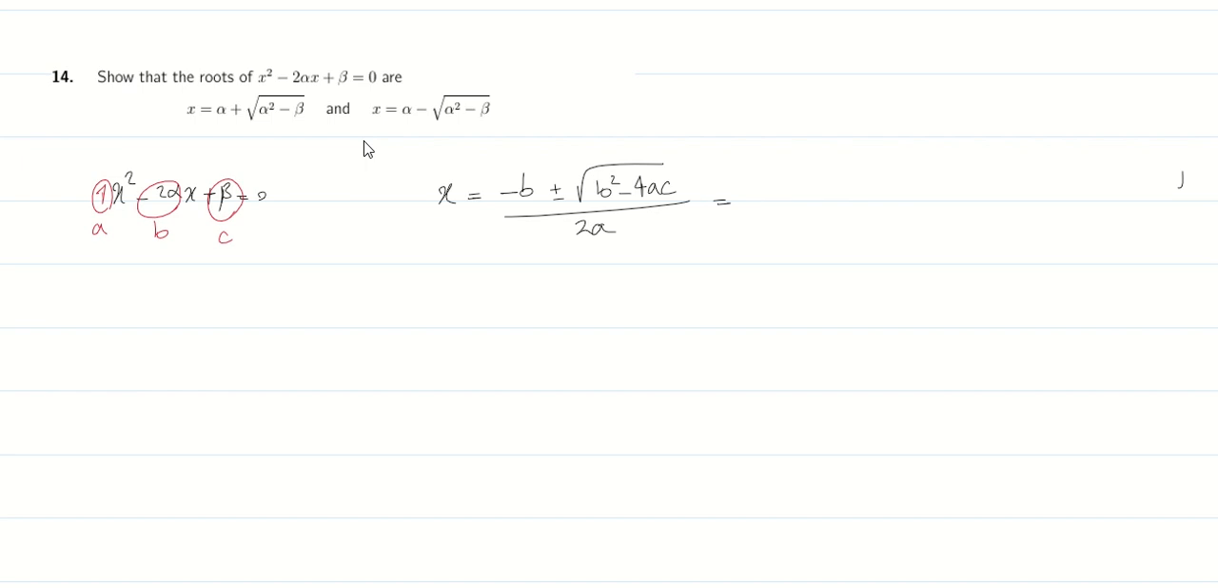So we have negative b, which is 2 alpha, plus minus square root of b squared, which is 4 alpha squared, minus 4 times ac. Our a value is equal to 1, our c value is equal to beta, so it's going to be 4 times beta, divided by 2 times a, which is going to be 2.